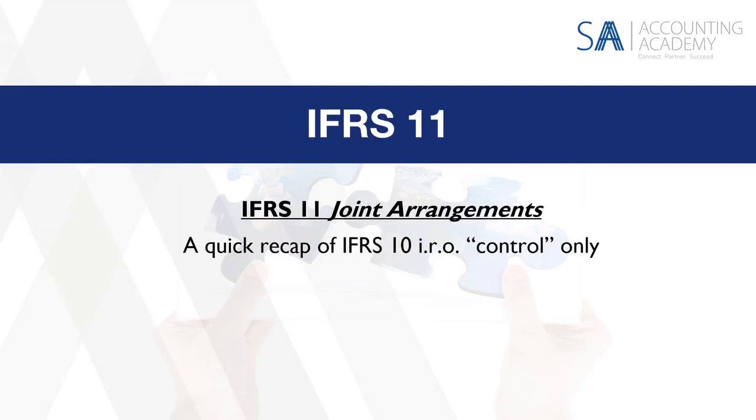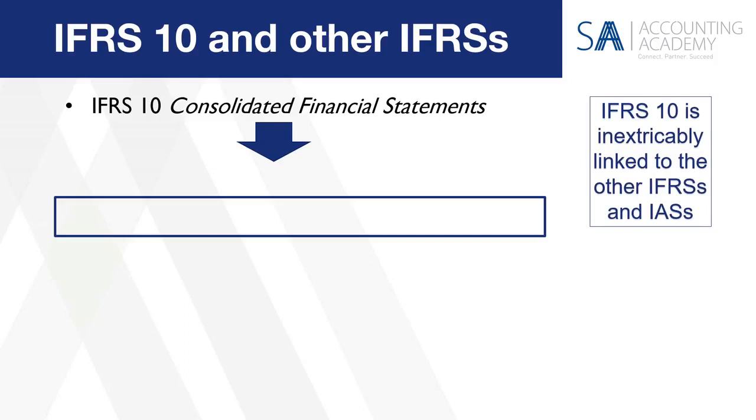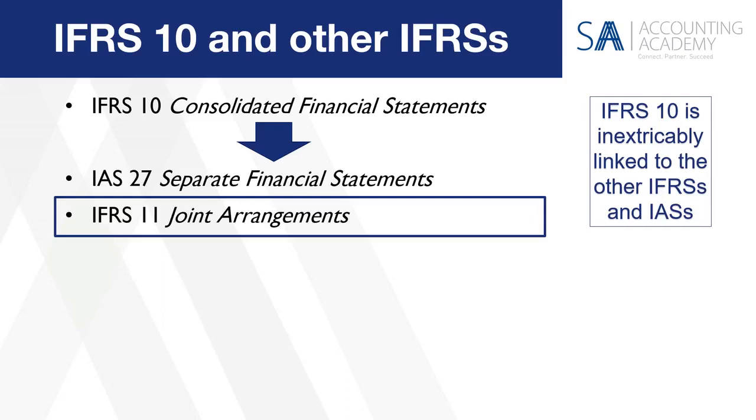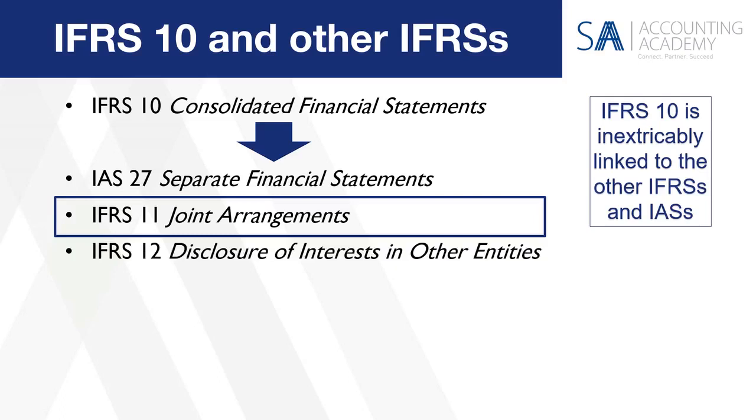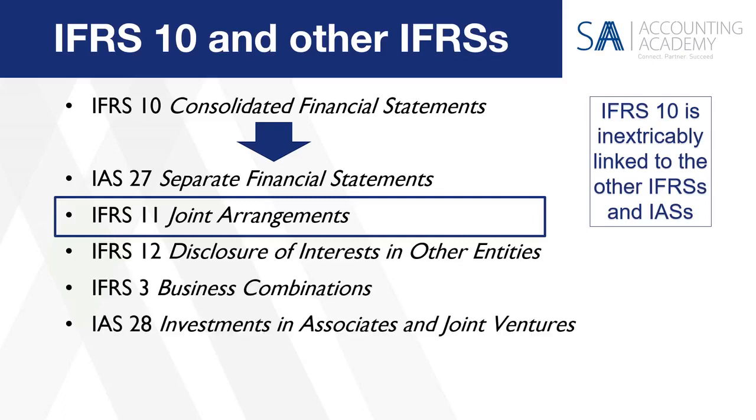If we quickly have a look at IFRS 10 in respect of only the concept of control, IFRS 10 is inextricably linked to the other IFRSs and IASs that rely on your ability to determine whether there is control. And as you can see, separate financial statements in IAS 27, IFRS 11, joint arrangements, the topic that we're doing in this webinar, IFRS 12, how to disclose your interests in other entities, IFRS 3 on business combinations, IAS 28, investments in associates and joint ventures, and IFRS 9, financial instruments.